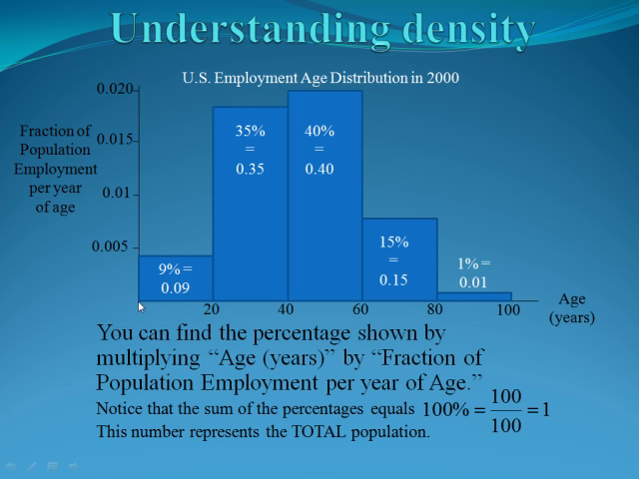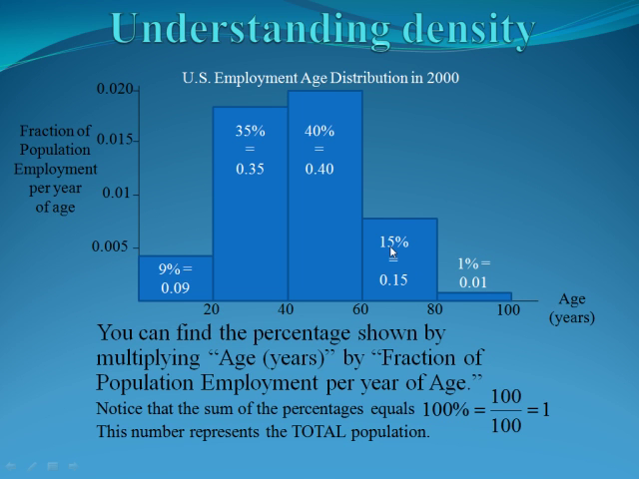So 9% of the population that is employed is between the ages of 0 and 20. And again, we get that by multiplying 20, which is the length of this rectangle, times the height, which is just a little bit less than 0.5%. When we multiply those together, that gives us that 9% of the population is employed in these ages. Similarly, we can look at any other box. 60 to 80 will represent 15% of the population because, again, we have this width of 20. We're multiplying by something a little less than 1% to give us that 15% total.